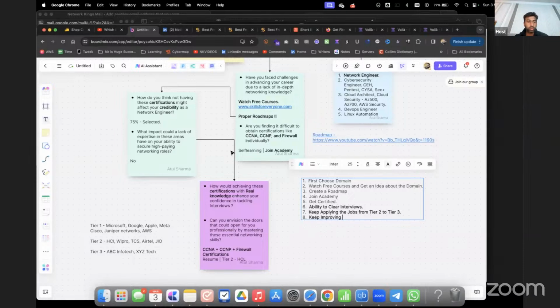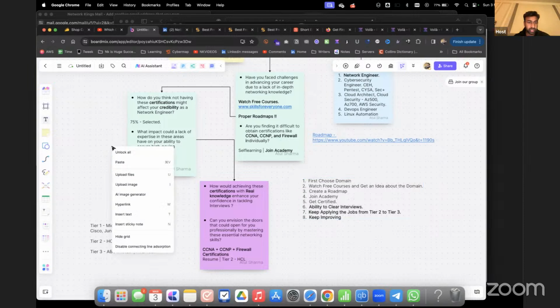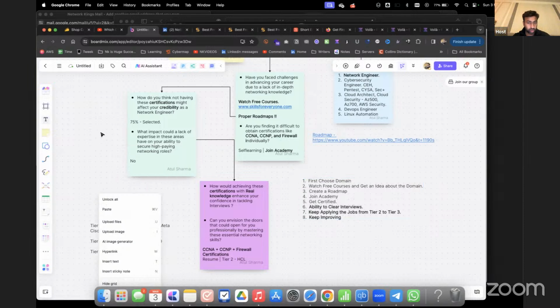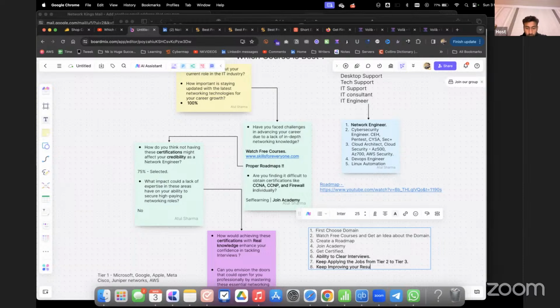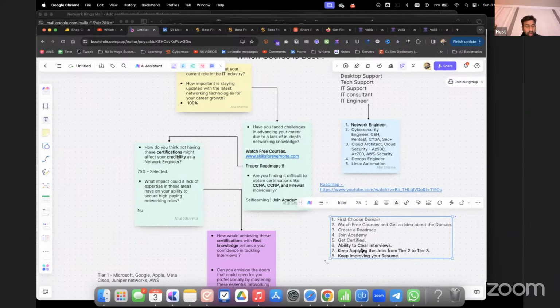You are not updated. Everyone here agreed that it is 100% important to update with the latest technologies. If you are not adding those technologies in your resume, then what is the benefit of doing all these steps? So keep improving your resume. Every week, whatever you learn, add it to your resume. I have already told you 3 times now. Okay, so remember.